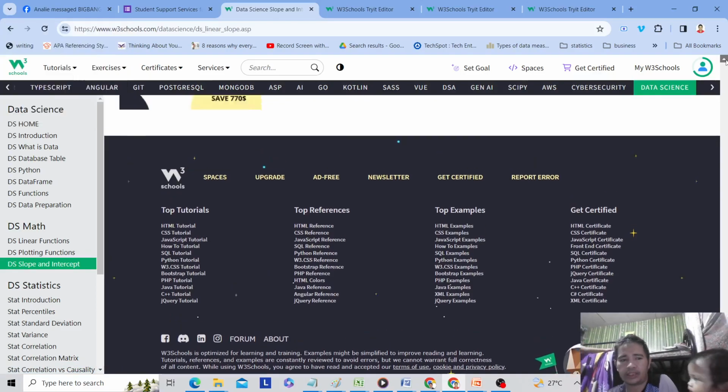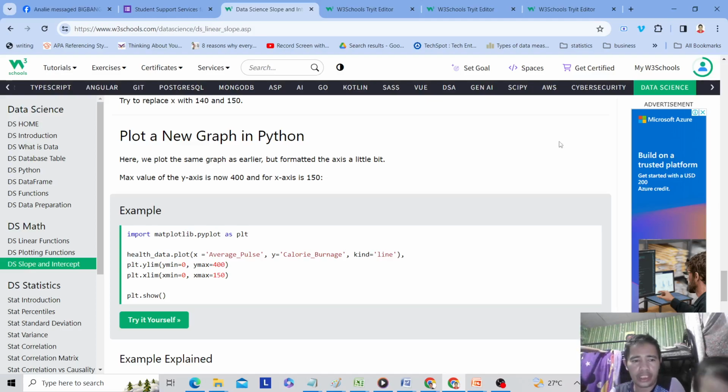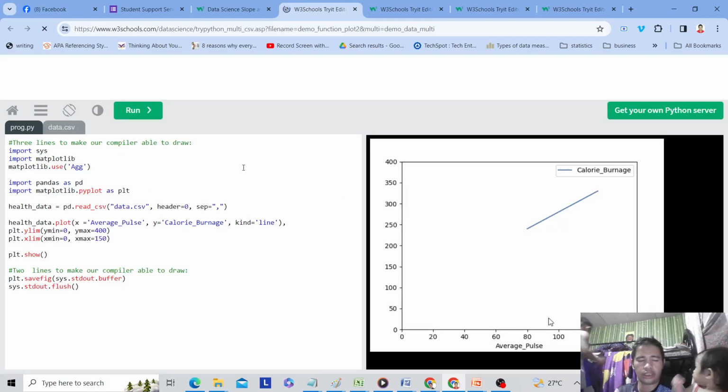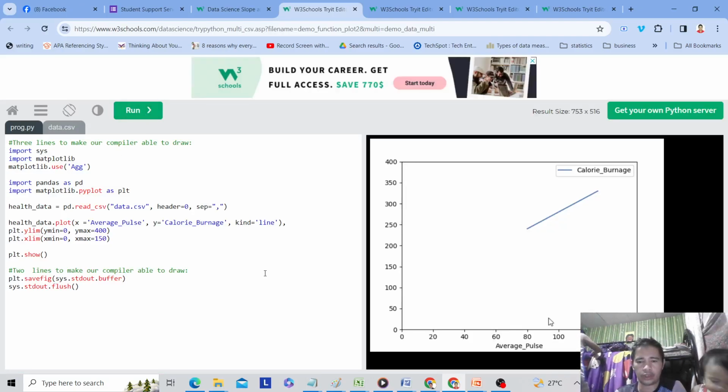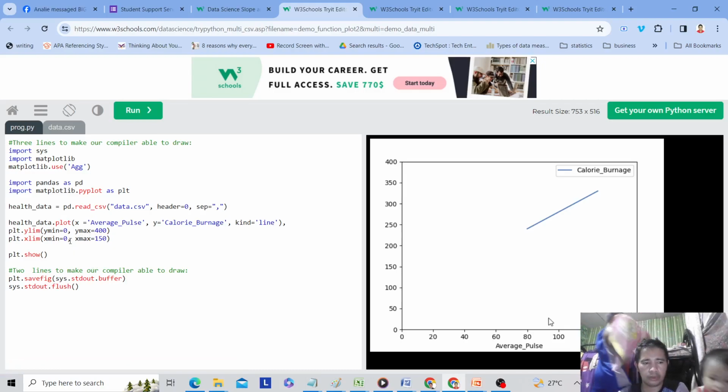Excuse me for a while, guys. Okay. So after that, this is the code. Now let's try to click this one, and this is our output for this particular program. Now we have the minimum and the maximum. So our y max is 400. That is why it's limited only to 400. And for the x max is only 150. As you can see here, there's a label of 140 here, but that's 150.